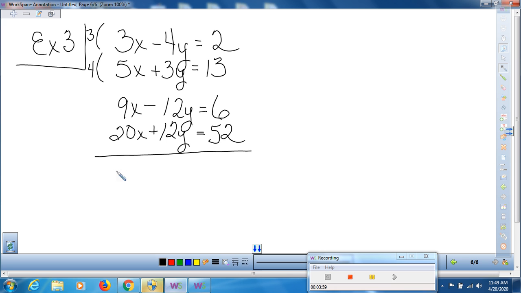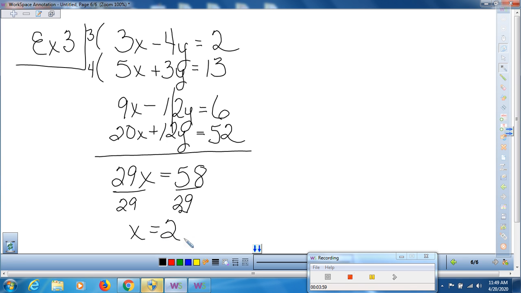9x and 20x is 29x. Our y's drop out. And 6 plus 52 is 58. Dividing both sides by 29, we get that x equals 2. Now what do we do with that? We take that x equals 2 and we need to plug it back into one of our originals.